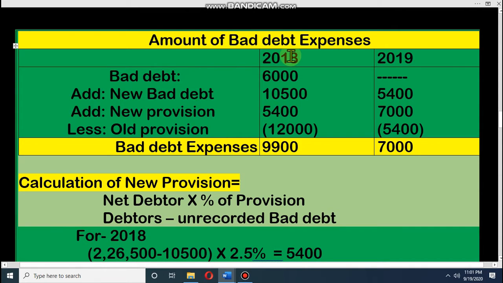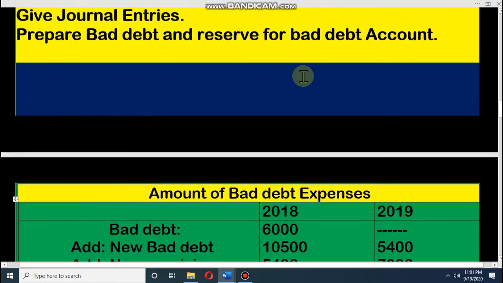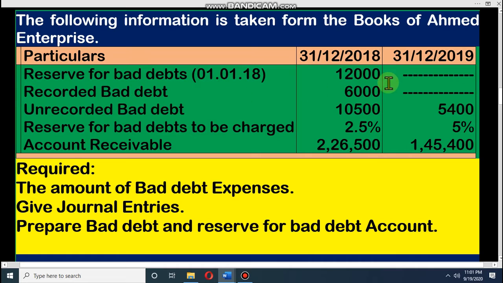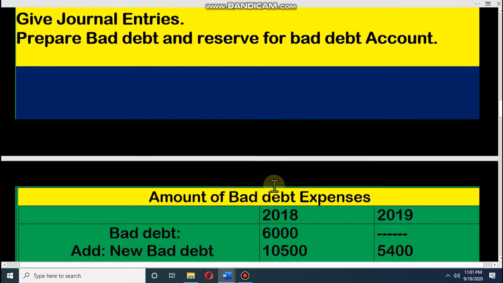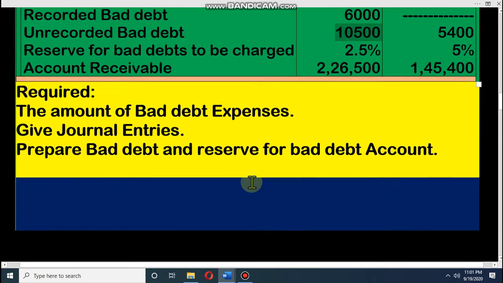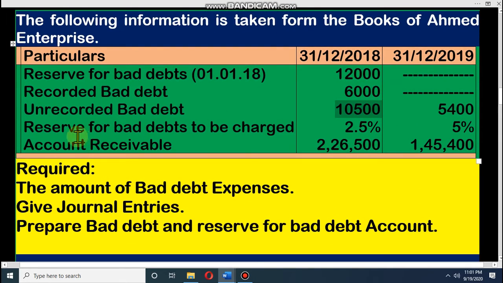bad debt for 2018 is 6000. Look, if you learn the formula then it is easy. Recorded bad debt, that means old bad debt, is 6000. Then unrecorded bad debt, this is new bad debt, 10500. Look here, 6000, 10500. Then new provision, that means we need to calculate the new provision. Look, dear student, new provision, reserve for bad debt is 2.5%. That means we have to calculate the reserve for bad debt.